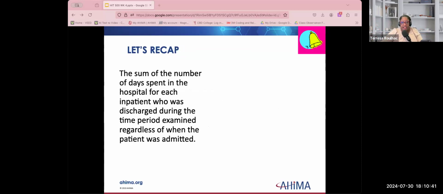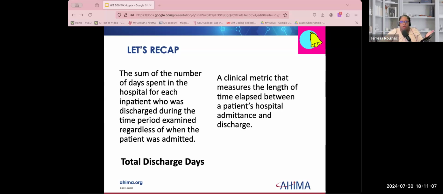The sum of the number of days spent in the hospital for each inpatient who was discharged during the time period examined, regardless of when the patient was admitted. This is going to be your total discharge days. There are a lot of terms in these smaller chapters, so you really want to get some keywords to help differentiate total discharge days from length of stay. Now, the clinical metric that measures the length of time elapsed between a patient's hospital admittance and discharge, that length of time, is length of stay. So try to figure out different ways to differentiate.